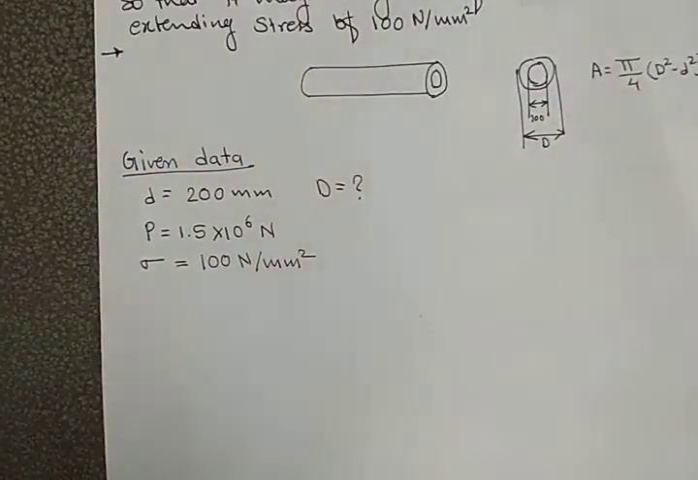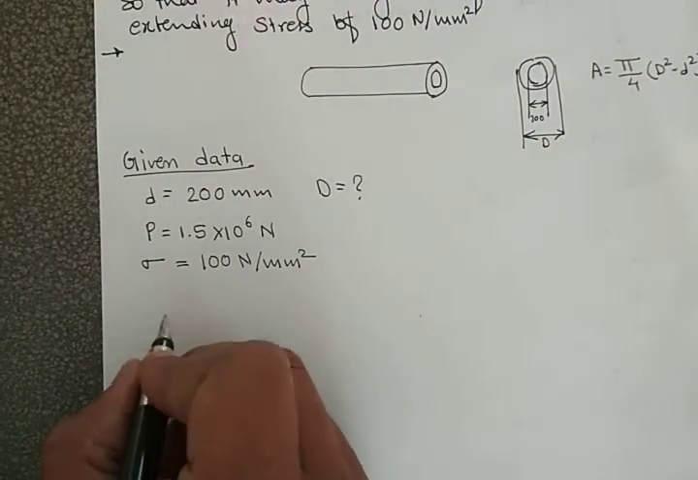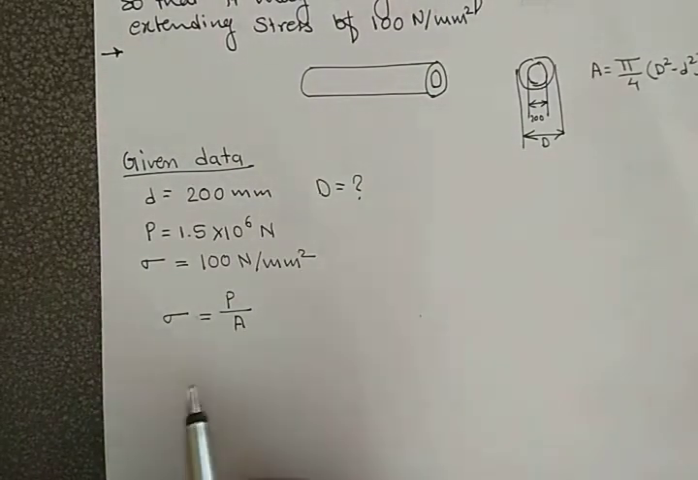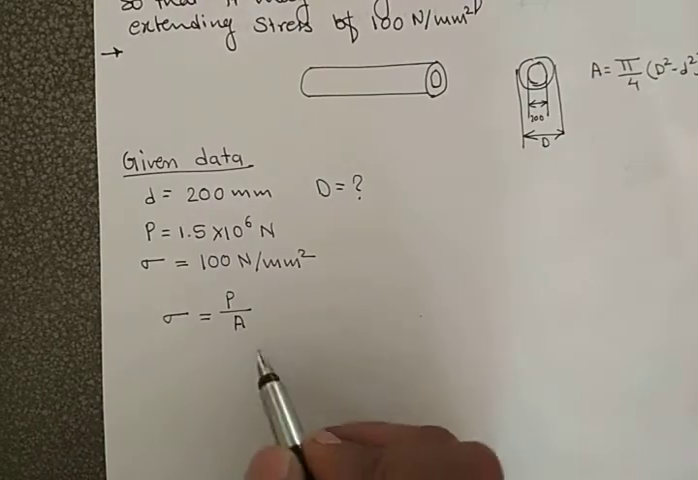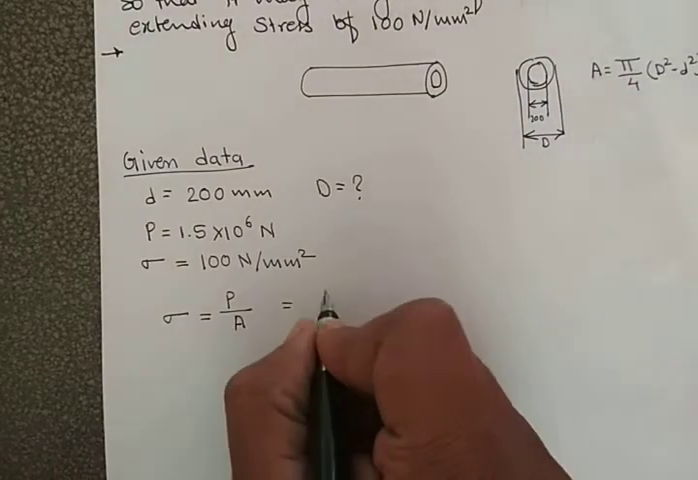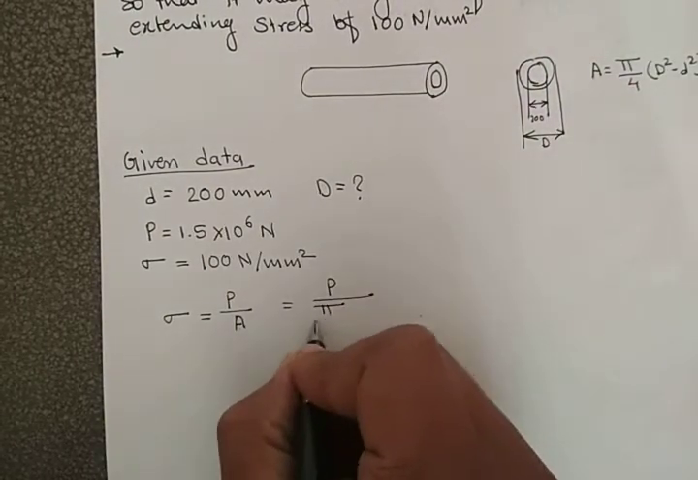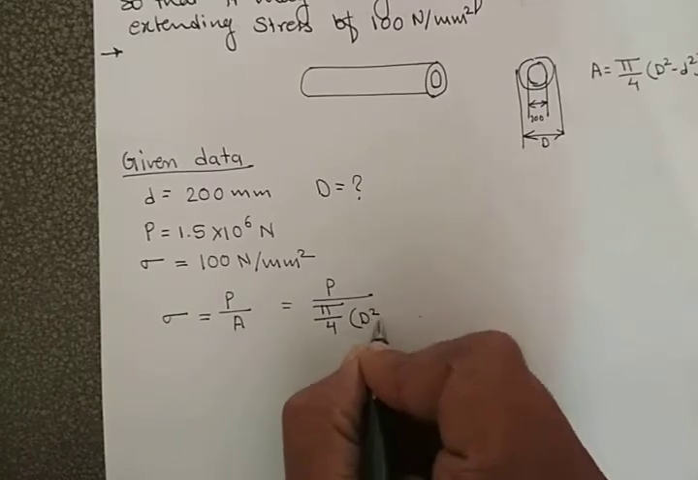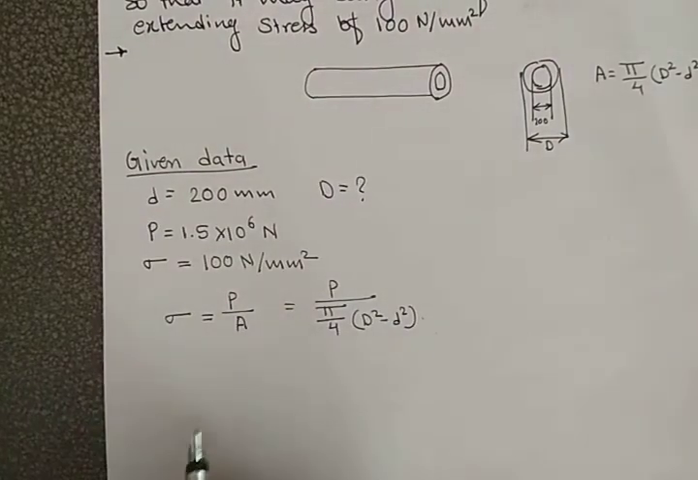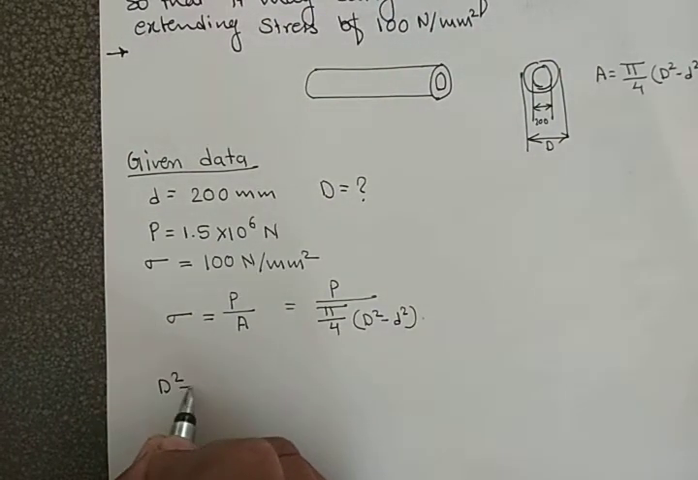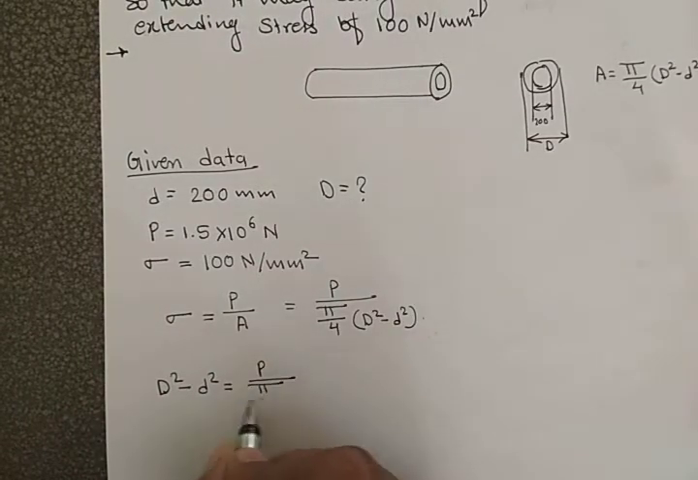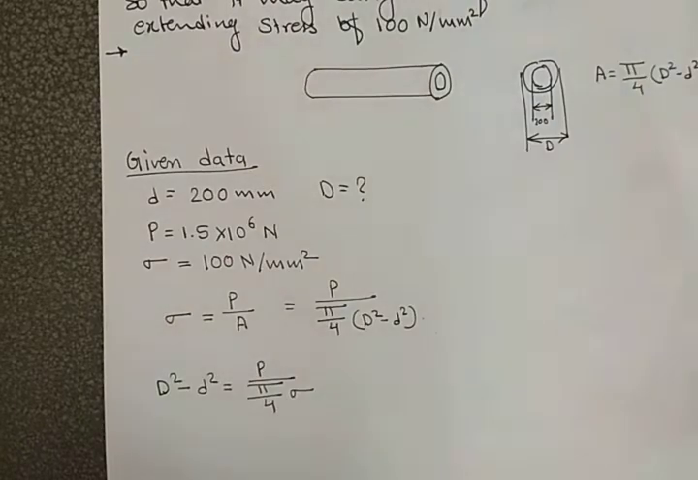Now to find this, the same way as the last problem, we have to take the stress formula, that is P by A. Here we have stress, we have P, but we don't have area. So what is the area formula? Here I have shown P by pi by 4 into capital D square minus small d square. Now the whole term we will shift to the other side like this. Capital D square minus small d square is equal to P by pi by 4 sigma.